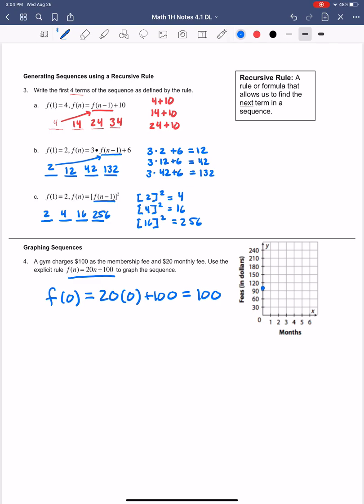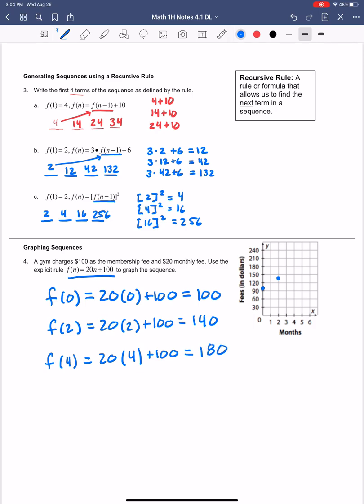Okay, and I'll plug in a couple more here. Let's say I go there for 2 months. F of 2, that's going to be 20 times 2 plus 100, which is going to give me 140. So that was for 2 months. So I'm over here at 2 up to 140. Okay. And then I'll plug in 4 here. And remember, you can plug in whatever you like, right? I'm just picking some domain values, some inputs here. 20 times 4 is 80. 80 plus 100 is 180. So that was 4, 180, and we're right there.